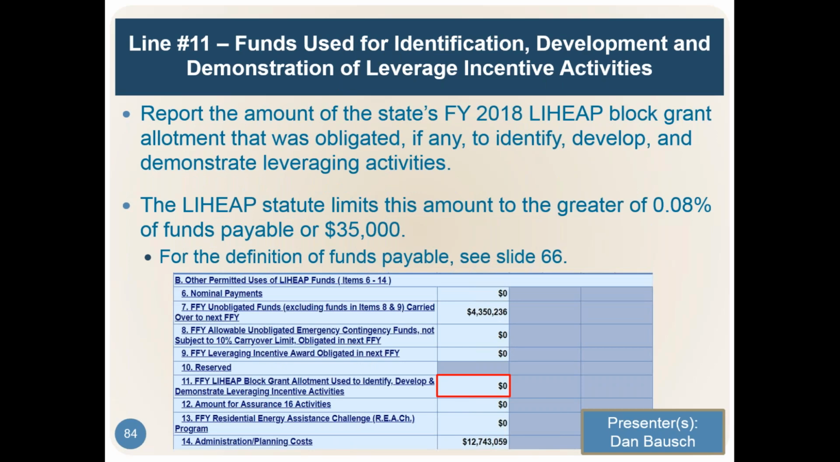And then line 11 is where you report funds used for the identification, development, and demonstration of leverage incentive activities. So you would report here if you obligated any portion of your LIHEAP funds to help identify, develop, or demonstrate leveraging activities. Now, the LIHEAP statute limits this amount to the greater of 0.08% of funds payable, or $35,000.